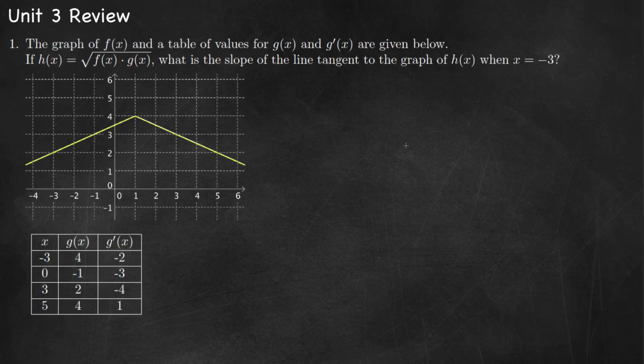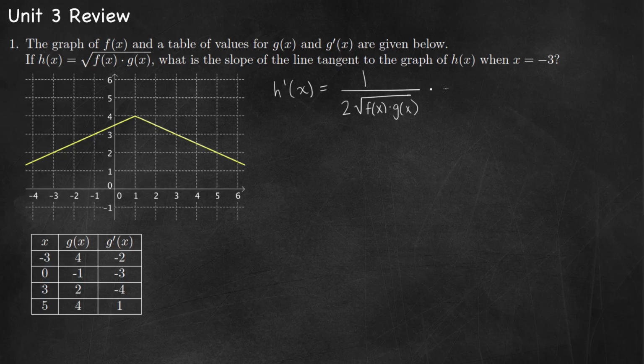So in order to find the slope of the tangent line to h, we're going to have to find the derivative of h. So we want to start by finding h prime of x. Now h of x is the square root of f times g. So we're going to need to use the chain rule here since it's not just the square root of x, it's the square root of other stuff. So the derivative of square root of stuff is 1 over 2 times the square root of the stuff, so I'm going to just keep that the same, f of x times g of x.